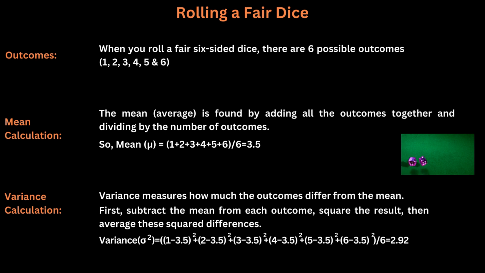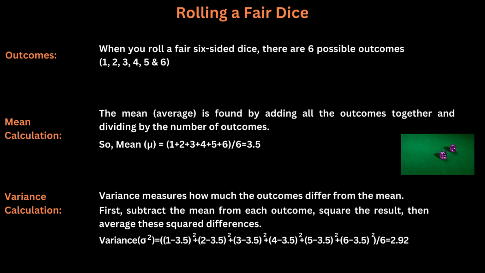For example, rolling a fair dice. Outcomes: when you roll a fair 6-sided dice, there are 6 possible outcomes: 1, 2, 3, 4, 5 and 6. Now the mean calculation. The mean is found by adding all the outcomes together and dividing by the number of outcomes. So mean mu equal to the sum of all the outcomes, which is 1 plus 2 plus 3 plus 4 plus 5 plus 6 divided by 6. And if we solve this equation, we will get 3.5.